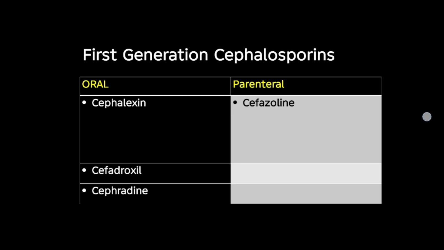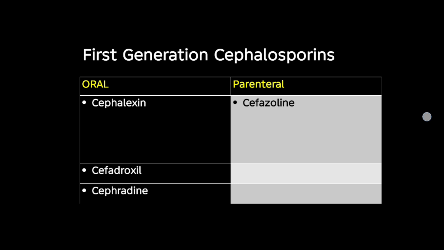Classification of the cephalosporins. In the previous lecture, we discussed the structure of cephalosporins and the basis for their classification. From that, we studied that cephalosporins are classified into five different generations based on their antibacterial spectrum or antibacterial activity. First generation cephalosporins include oral as well as parenteral. Oral ones include cefalexin, cefadroxil, and cephradine.